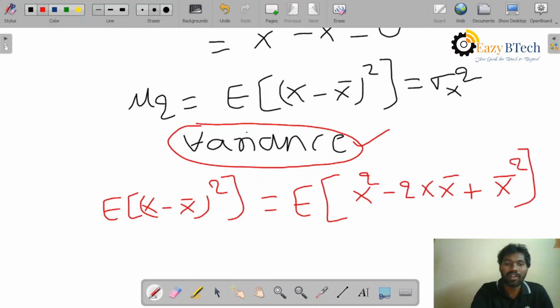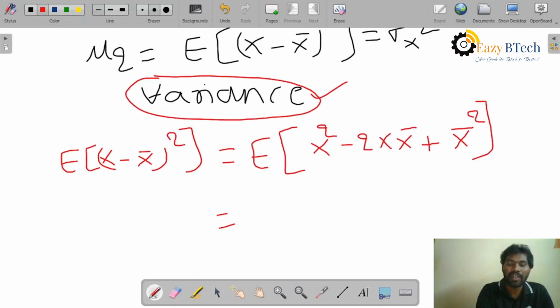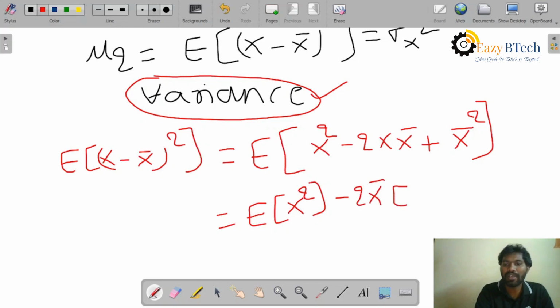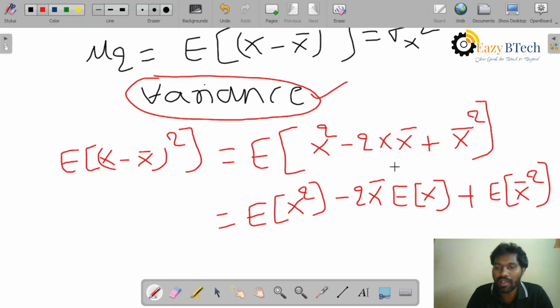Plus b square. Now take your expectation to the inside, then it becomes what? Expectation of x square minus 2 x bar into expectation of x plus expectation of x bar square. Now why am I taking this 2 x bar to the outside? Because 2 is a constant and your mean value x bar is also constant. So whenever expectation moves inside, expectation only applies to a random variable. It does not apply to a constant.